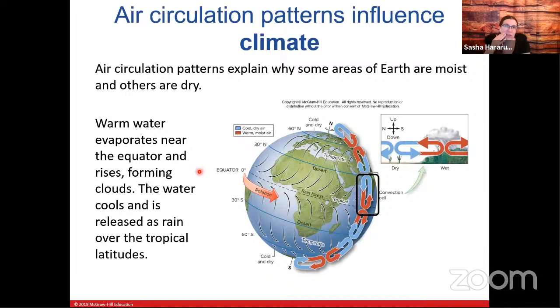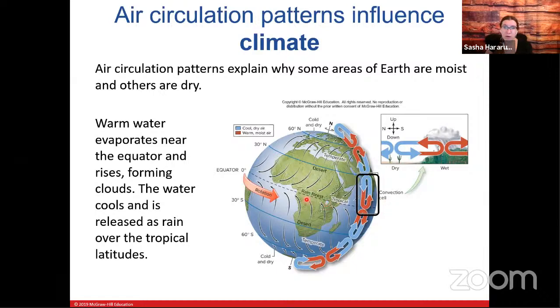All right, and another thing that influences the climate is the air circulation patterns. So air circulation patterns are pretty cool. They're described by these arrows in the various portions of the globe, and these circles here, the circulation of air here, is also called a convection cell, and there are a total of six big convection cells around the Earth.